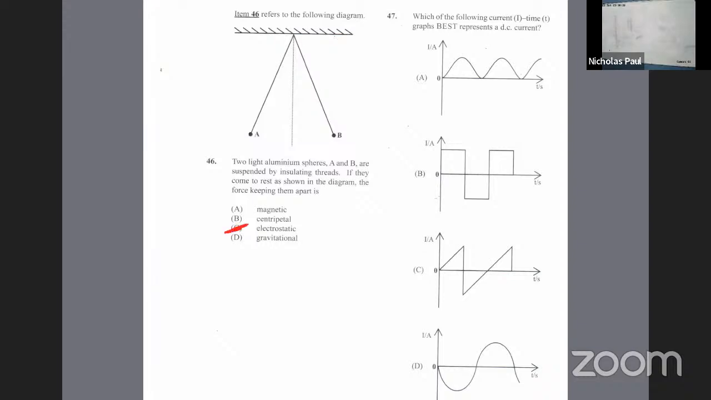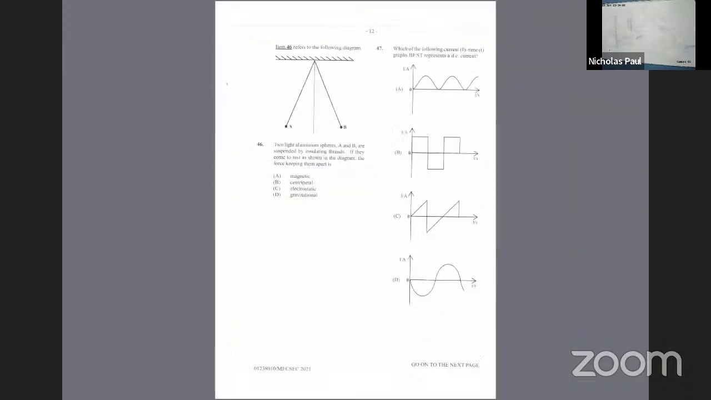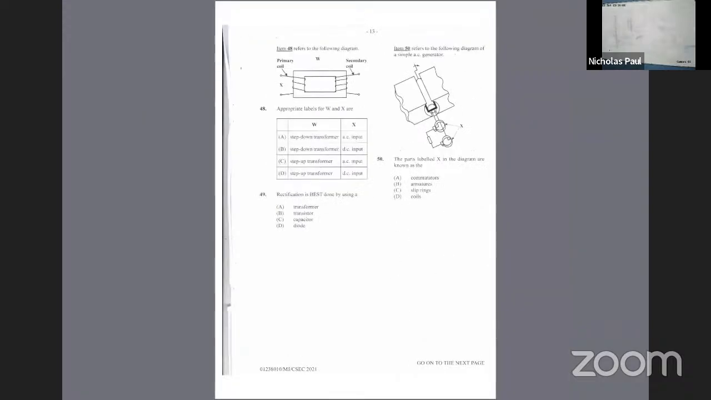What about 47? Which of the following is DC? AC has a constant change in direction, right? Positive, negative, positive, negative. So which one of these will not do that? Apple? Yeah, Apple is positive only. All of the others go negative too, right? 47 is Apple. Very good.